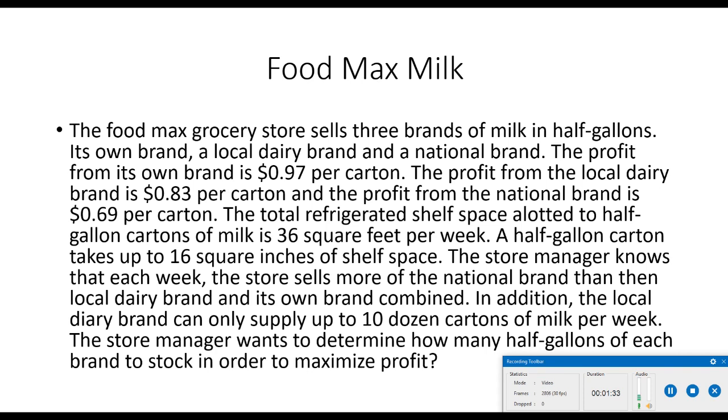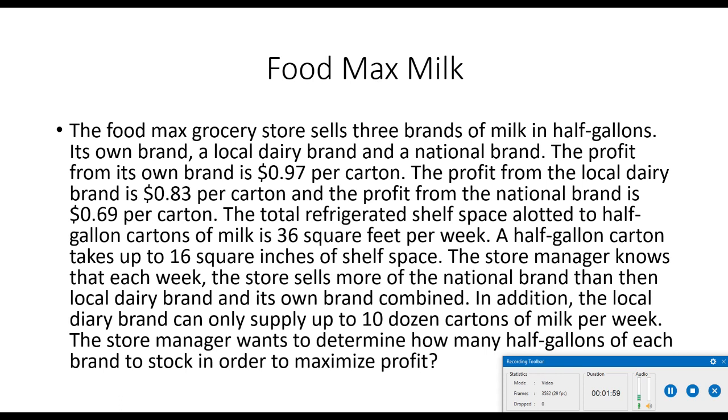The store manager knows that each week the store sells more of the national brand than the local dairy brand and its own brand combined. In addition, the local dairy brand can only supply up to 10 dozen cartons of milk per week. The store manager wants to determine how many half gallons of each brand to stock in order to maximize profit.